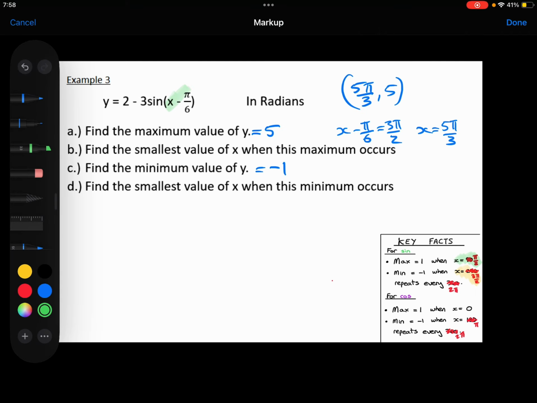So this thing here needs to equal pi over 2. We'll add the pi over 6 to both sides. So pi over 2 plus pi over 6 gives us 2 pi over 3. And so our minimum turning point will be 2 pi over 3, minus 1.